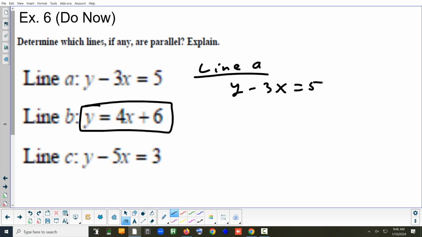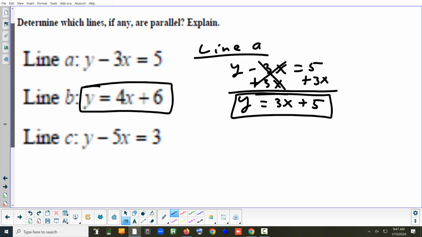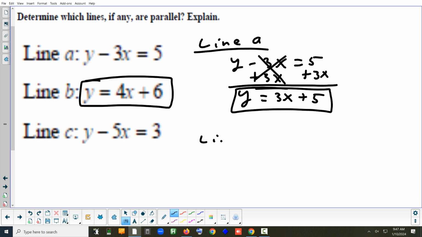Add 3x to both sides. If you do that, what does it give you? You get y on the left side, and equals 3x plus 5. Always want to put the number with x first, so positive 3x comes first, positive 5 comes second. Perfect. And there's your new line A, so we fixed it. Line B is good. We're going to look at line C.